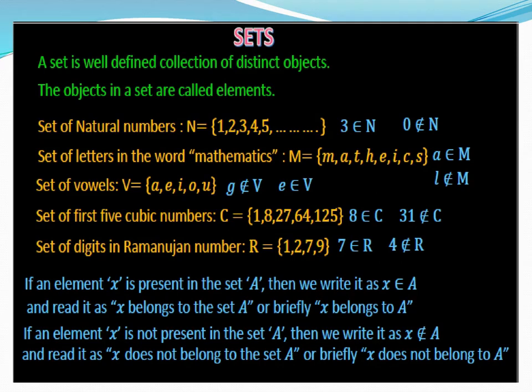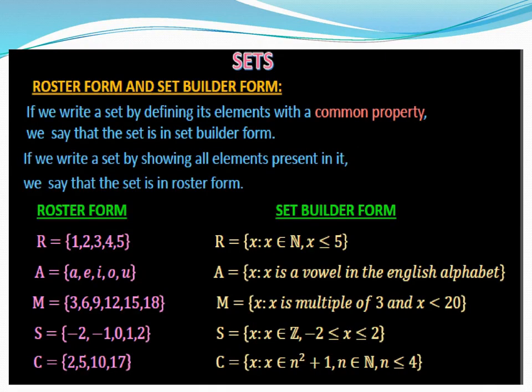As you observe, if an element X is present in the set A, then we write it as X belongs to A. If you take any set A, and X is any element present in the set, then we write "belongs to". If an element X is not present in the set A, then we write it as X does not belong to A, and read it as X does not belong to the set A, or briefly, X does not belong to A.